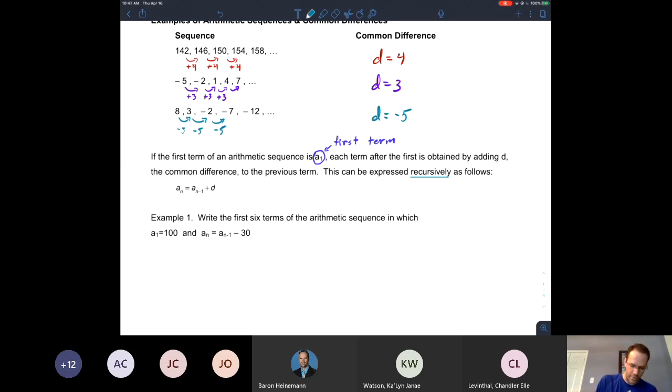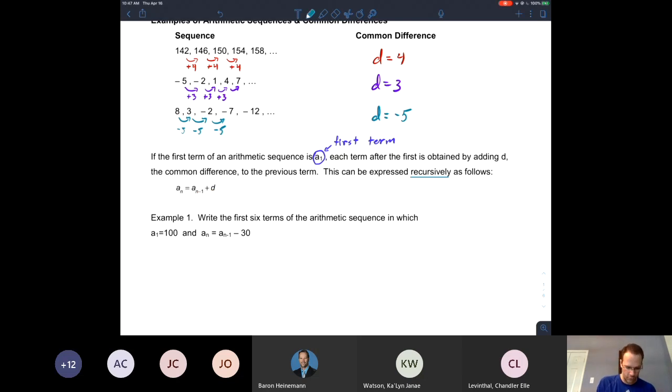All right, and so if I wanted to find the nth term here, the immediate previous term, the term right before the nth term, would be the n minus 1 term. So if n was 10, then n minus 1 would be 9, 10 minus 1. So the ninth term plus the common difference would give me the 10th term. And the 20th term plus the common difference would give me the 21st term, and so on.